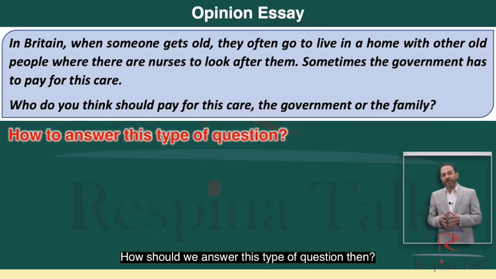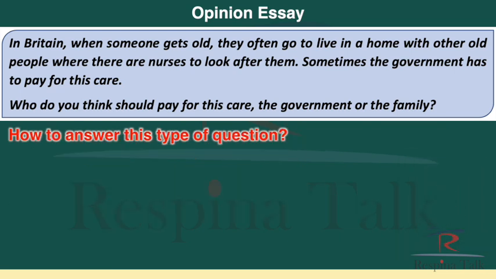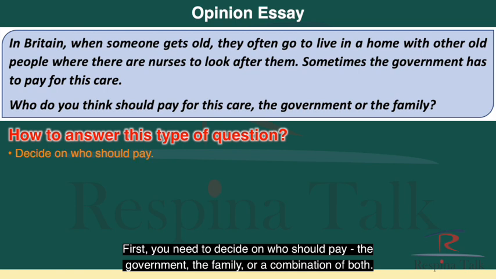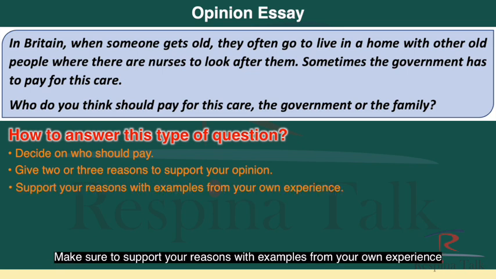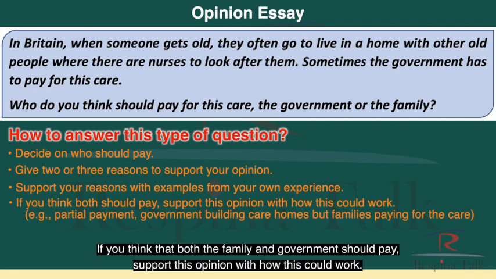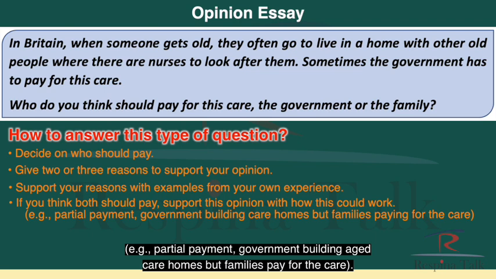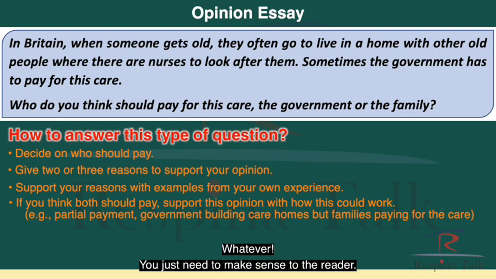Now, how should we answer this type of question then? Well, first, you need to decide on who should pay, the government or the family, or a combination of both. Then, you should give 2 or 3 reasons to support your opinion. Now, make sure to support your reasons with examples from your own experience. If you think that both the family and the government should pay, support this opinion with how this could work. For example, partial payment, government building aged care homes, but families pay for the care. Whatever. You just need to make sense to the reader.